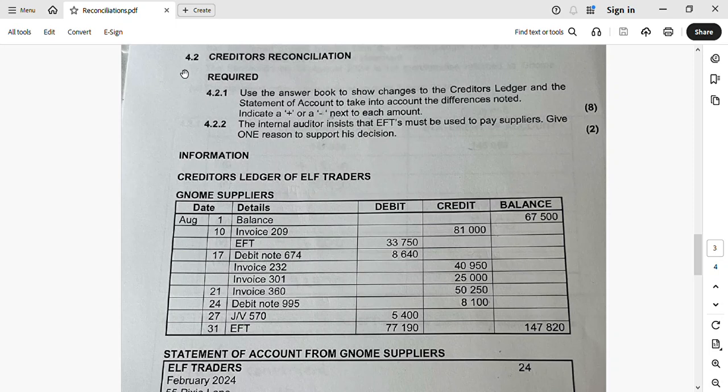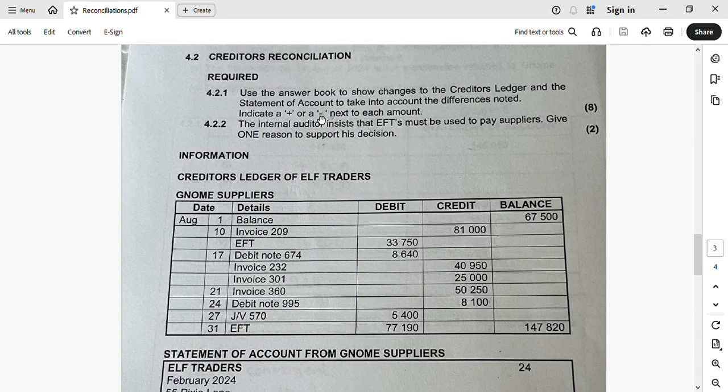The other type of reconciliation that you have to do is your creditors reconciliation. So that's what this video is going to be about. If you have a look at what is required, you're required to show changes to the creditors ledger as well as to the statement of account, and they ask you to indicate a plus or a minus next to each amount.